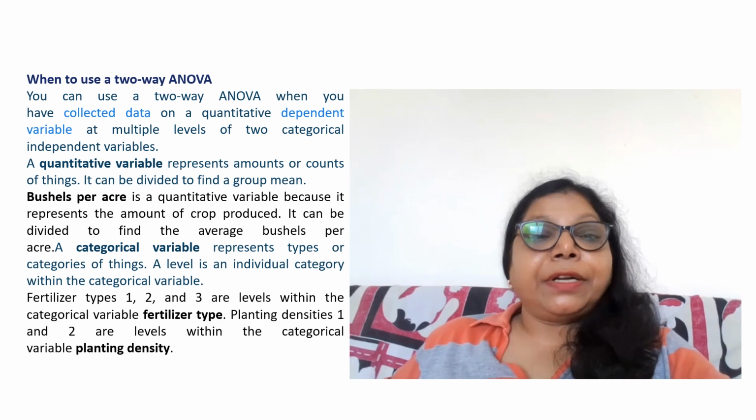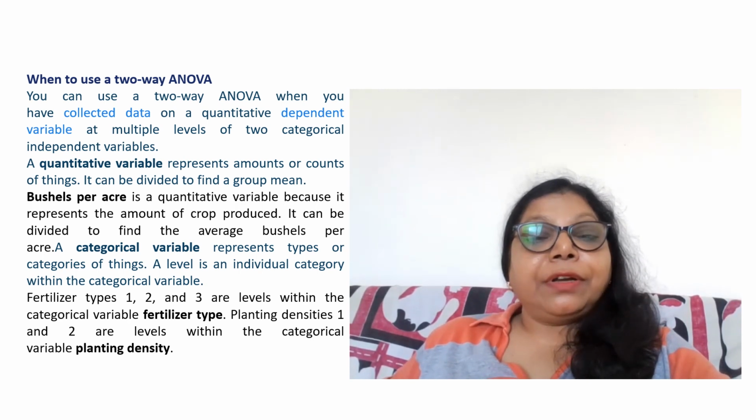So a quantitative variable represents amount or counts of things. It can be divided to find a group mean. And bushels per acre is a quantitative variable which we have taken. Because it represents the amount of crop produced, it can be divided to find the average bushels per acre.